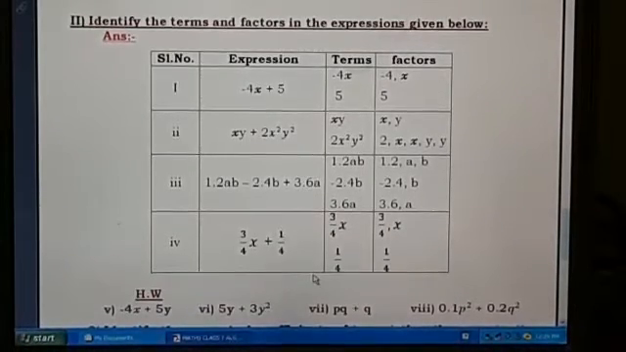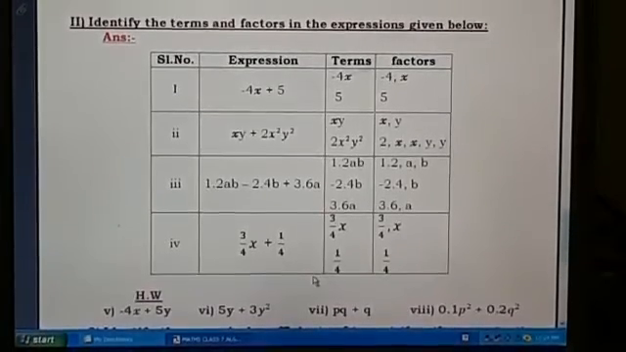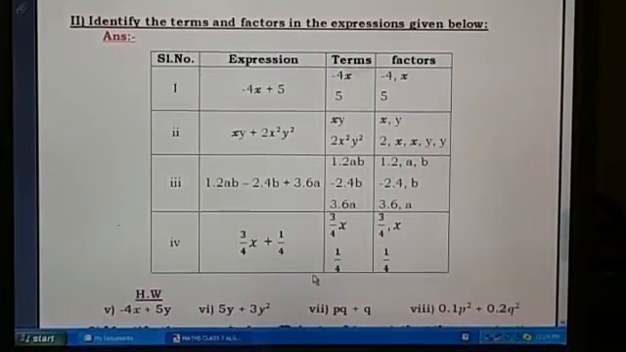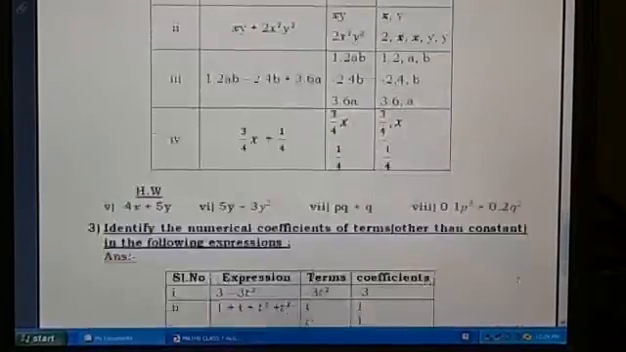See the next one. Here also we have to write the terms and factors, but in a tabular column. Here the expressions are given in the question. We have to write the terms and factors. Already I have explained to you. Minus 4x plus 5 is an expression. Here two terms are there: minus 4x and 5. So the factors of minus 4x are minus 4 and x. 5 is a factor. So like that we have to write.